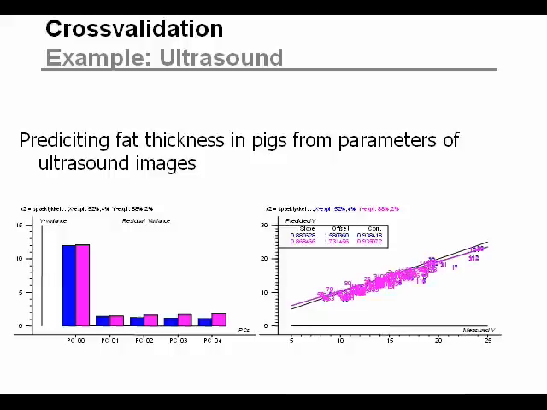Here's an example of how it could look in Unscrambler. The data are features extracted from ultrasound images of pigs, and from those features we would like to predict the fat thickness. And we can see on the left plot that after one component nothing much is gained by adding more components. The blue bars show us the calibrated variance, and the purple one the validated, the cross-validated variance.